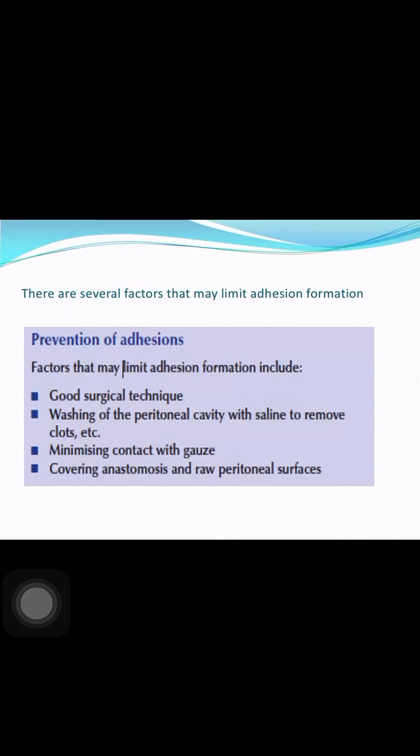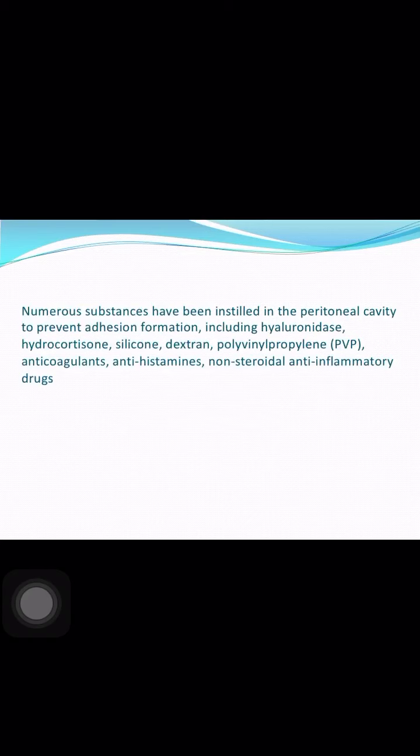Not rough movement of the gauze over the bowel. Covering the anastomosis and raw peritoneal surfaces. This is very important, that you cover the raw area with peritoneum. Numerous substances have been instilled in the peritoneal cavity to prevent adhesion formation, including hyaluronidase, hydrocortisone, silicone, dextran. All these materials were tried to reduce adhesions, even steroid, even anticoagulant.